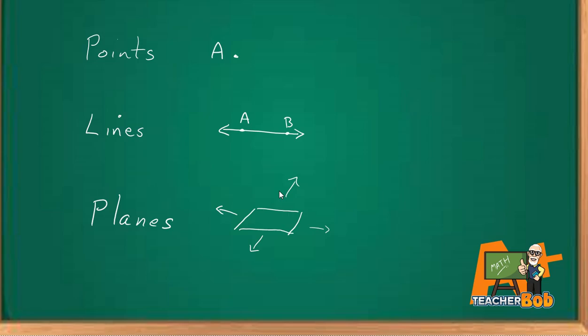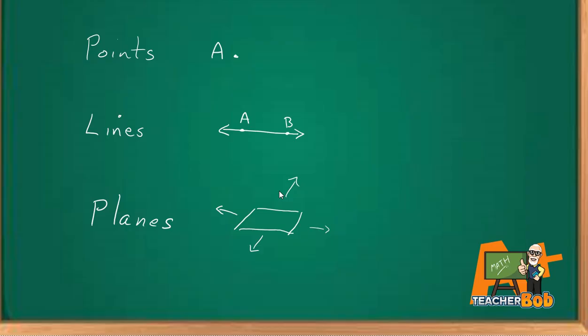Sometimes the plane can be labeled as a capital letter like plane M, or it can be labeled by 3 non-collinear points, like you could call it plane ABC. Collinear really means 3 points or points on the same line. If they're not collinear, that means they're not on the same line, and we'll talk about this more.